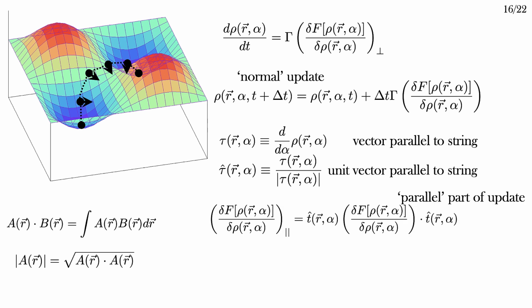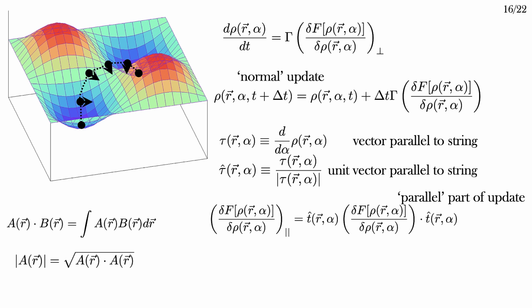To find the part of the update that's parallel to the string, first calculate its dot product with tau hat. This gives the magnitude along tau hat. Then multiply it by tau hat. This gives the vector that's parallel to the string with a magnitude that is the size of the component of the update along the string, i.e.